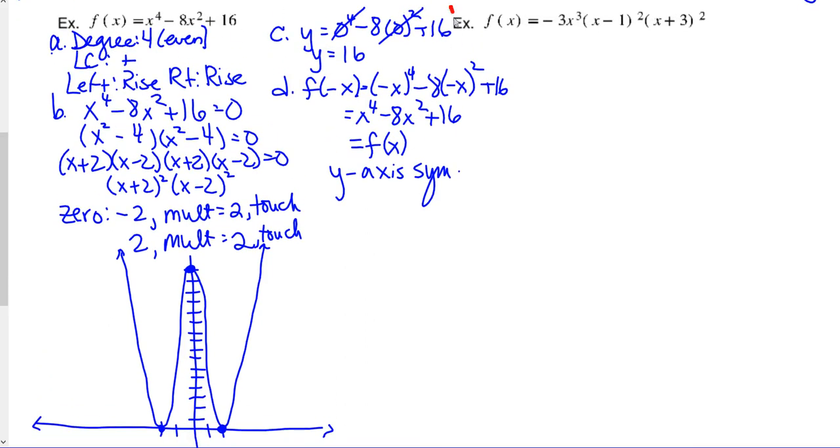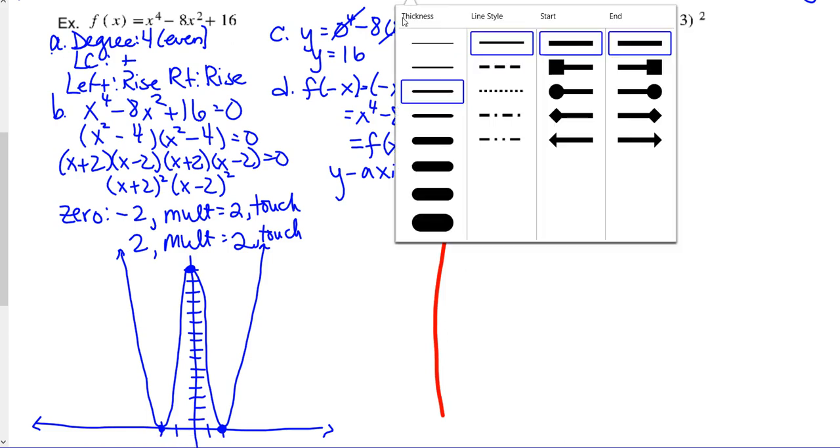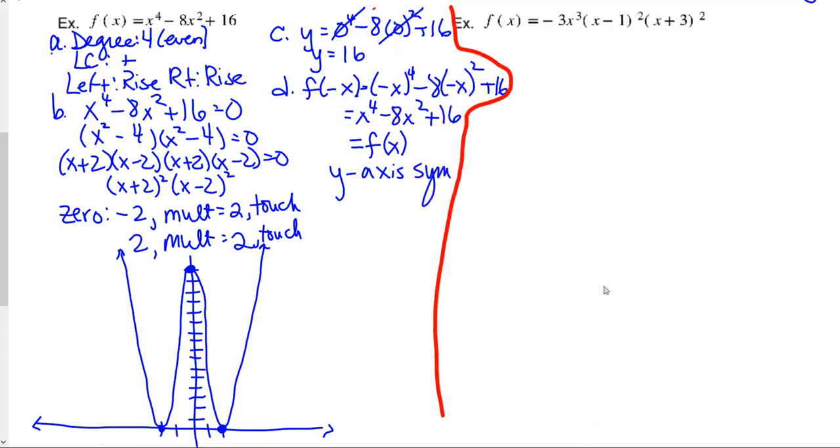All right, I'm going to change colors because I've merged into the other space here. And we are going to look at this one. f of x is equal to negative 3x cubed times (x minus 1) squared times (x plus 3) squared, okay? So for part A, we need to know the degree. This is all factored, which is nice for part B. But here we have to count our powers. So we have 3 here, 4, 5, 6, 7. So our degree is 7, and it is odd. Don't forget that. That is important.